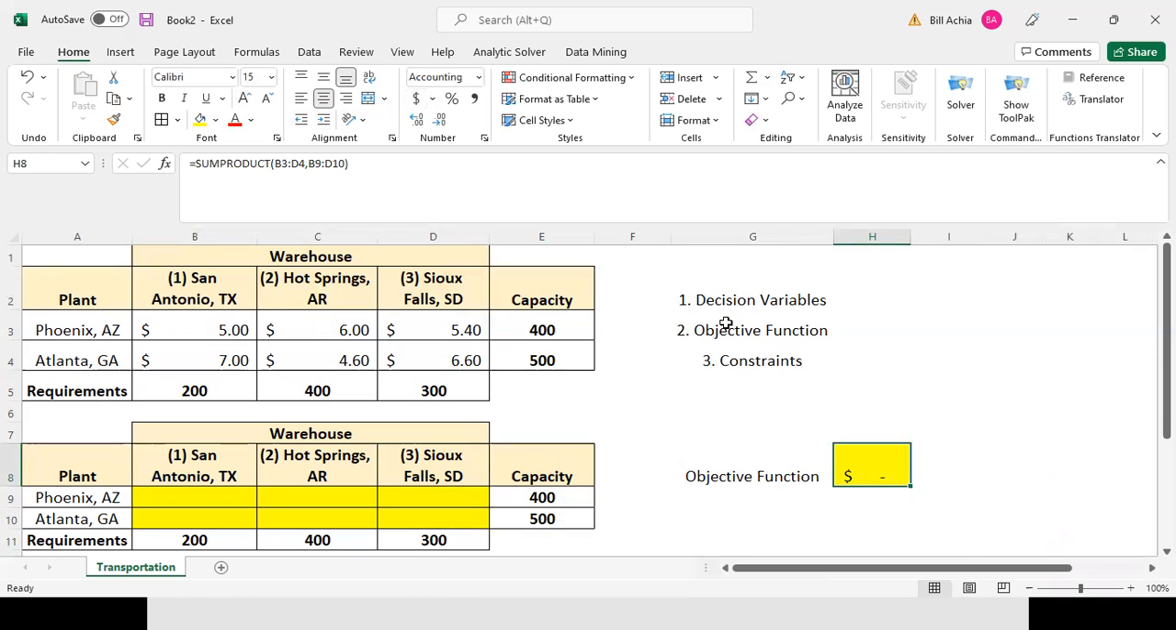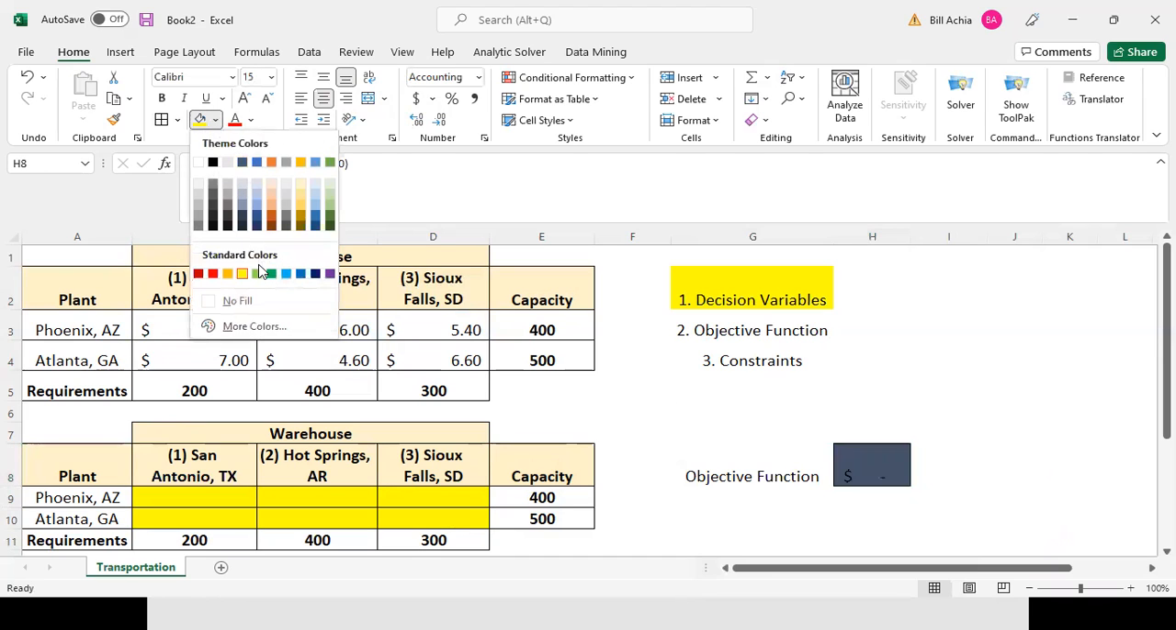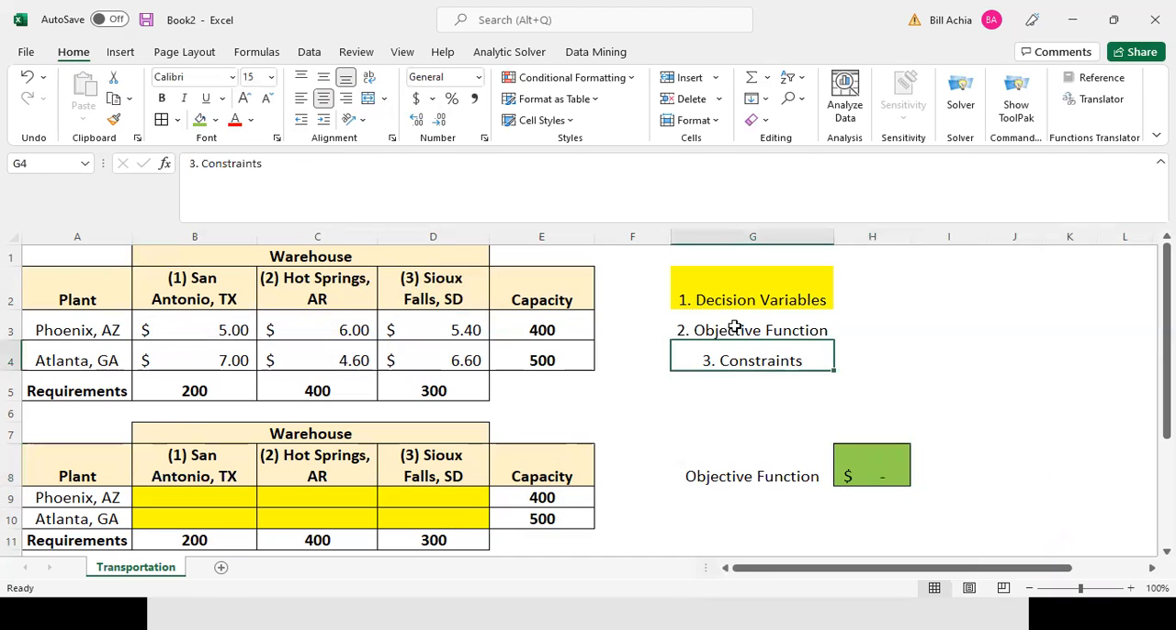So I'm done with the first two. I've put my decision variables in yellow. Let me change this to a different color. My objective function, let's put that in green. The last thing I need to know is what are my constraints to this model.